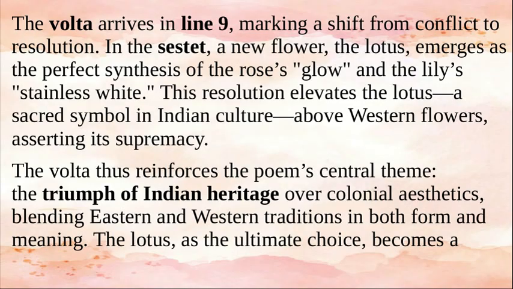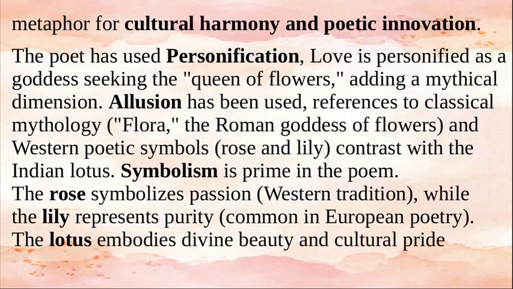In the sestet, a new flower, the lotus, emerges as the perfect synthesis of the rose's glow and the lily's stainless white. This resolution elevates the lotus, a sacred symbol in Indian culture, above Western flowers, asserting its supremacy. The volta thus reinforces the poem's central theme, the triumph of Indian heritage over colonial aesthetics, blending Eastern and Western traditions in both form and meaning. The lotus, as the ultimate choice, becomes a metaphor for cultural harmony and poetic innovation.